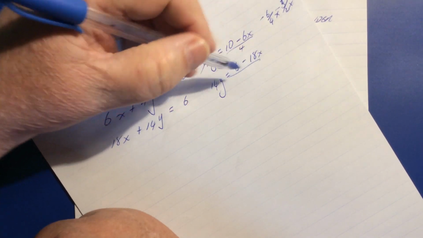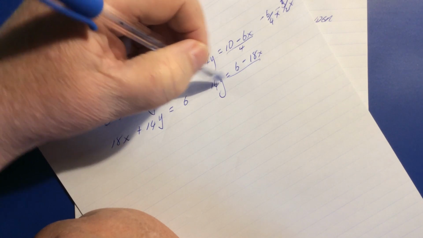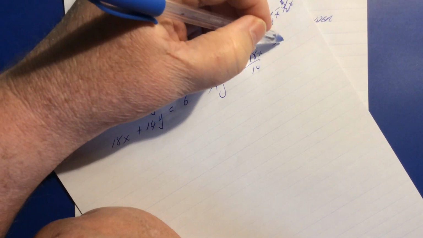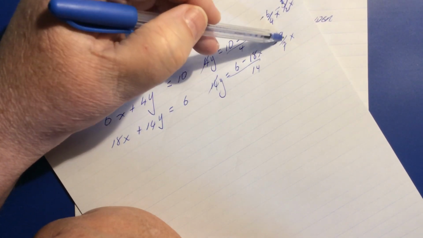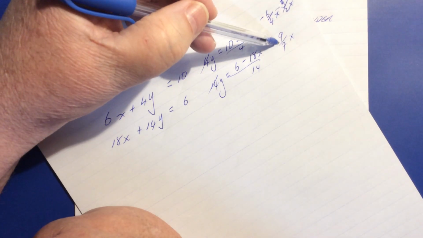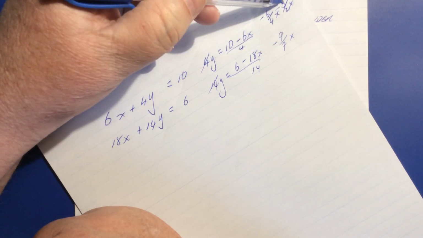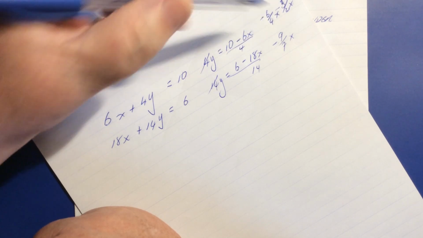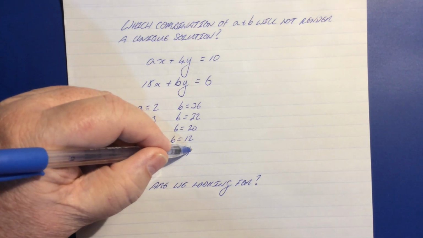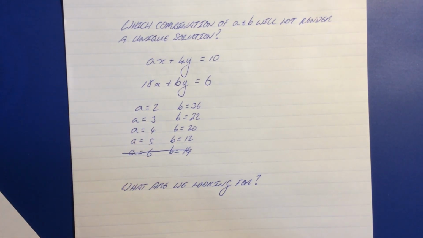Over here, the gradient is negative 18 on 14, which is negative 9 on 7x. These two gradients are negative, that's fine. They're not going to run parallel, they're going to hit each other at some point. So this has a unique solution.